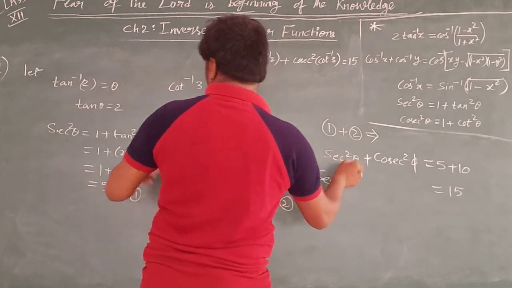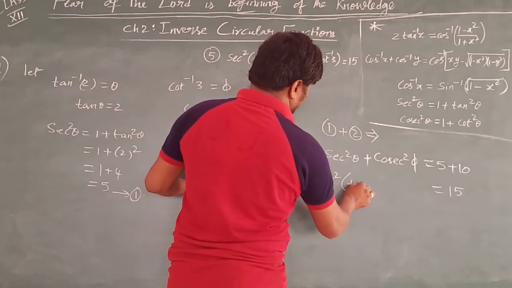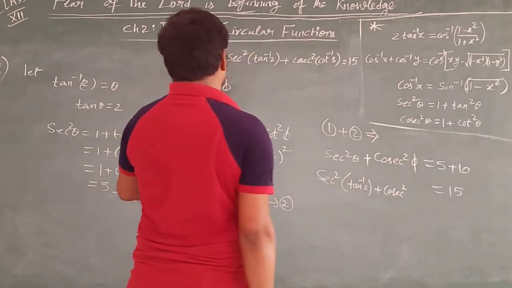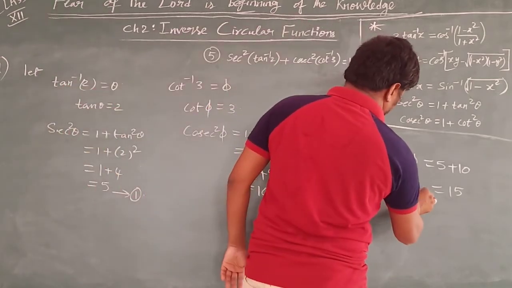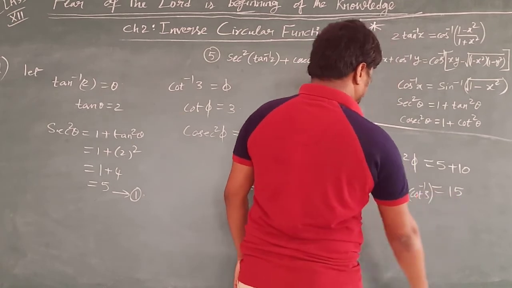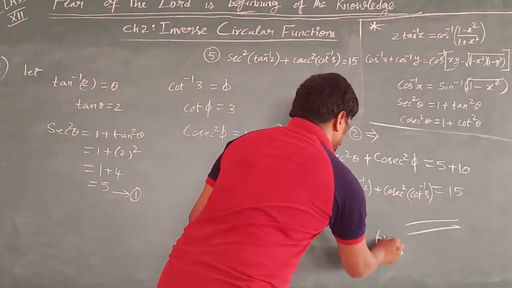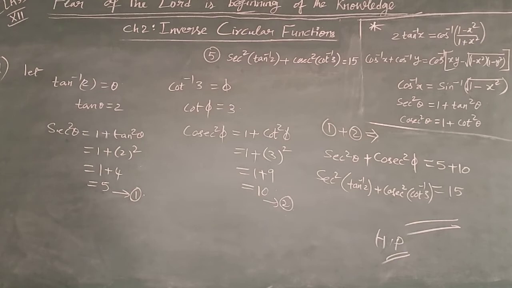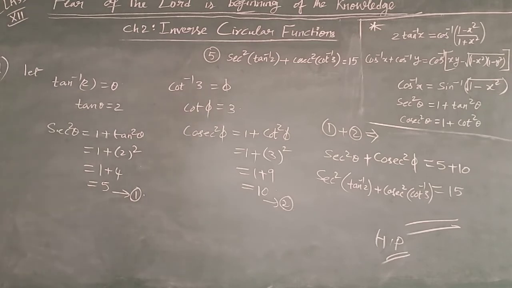Secant square, what is theta? You know theta is nothing but tan inverse 2. So write secant square tan inverse 2 plus cosecant square phi, which is nothing but cot inverse 3, that is equal to 15. I think we proved this. So that is about your fifth problem. I hope you all understood. If you have any doubt, you can comment in the YouTube comment section. So that is up to your 5 problems. Let's move on to the next problem.